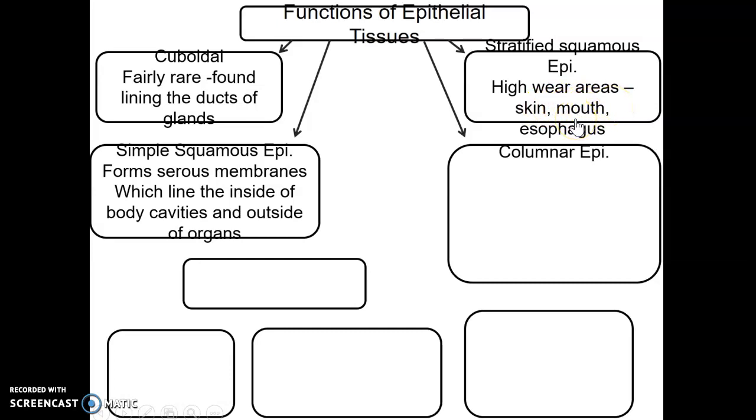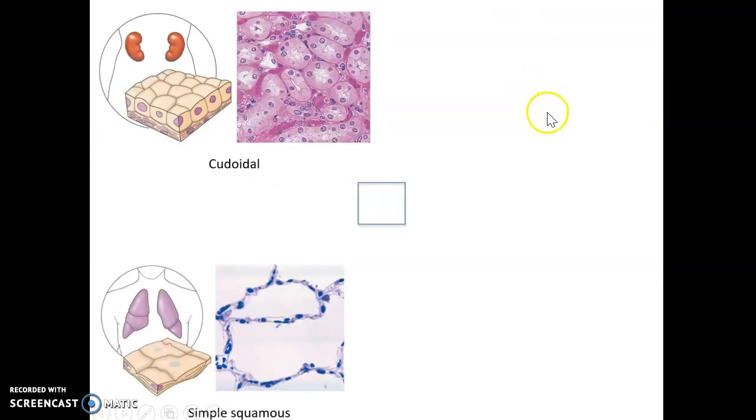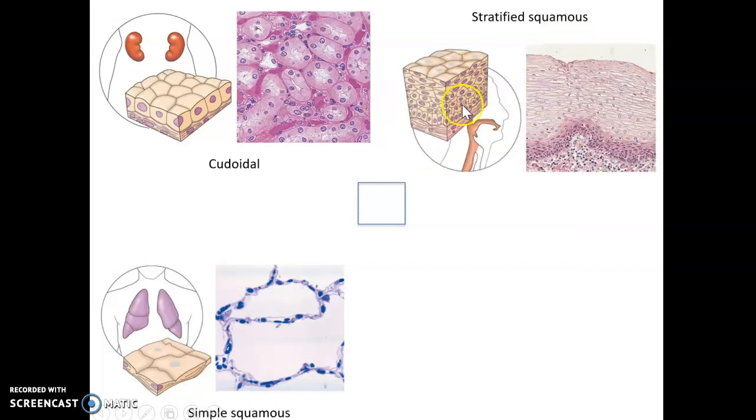Your esophagus is going to have food sliding down it all the time. And so they're going to have a lot more wear and tear, and so they are going to be stratified squamous, okay? And this is an example of a picture of it, and here's an actual picture of some skin cells, okay?